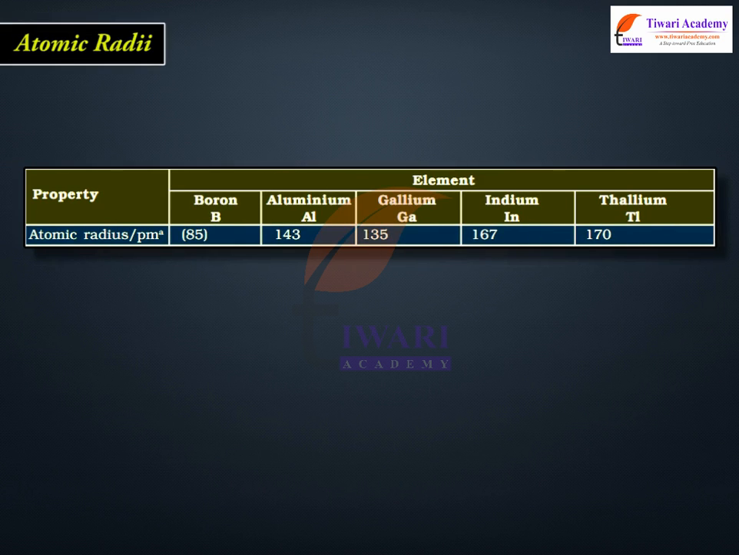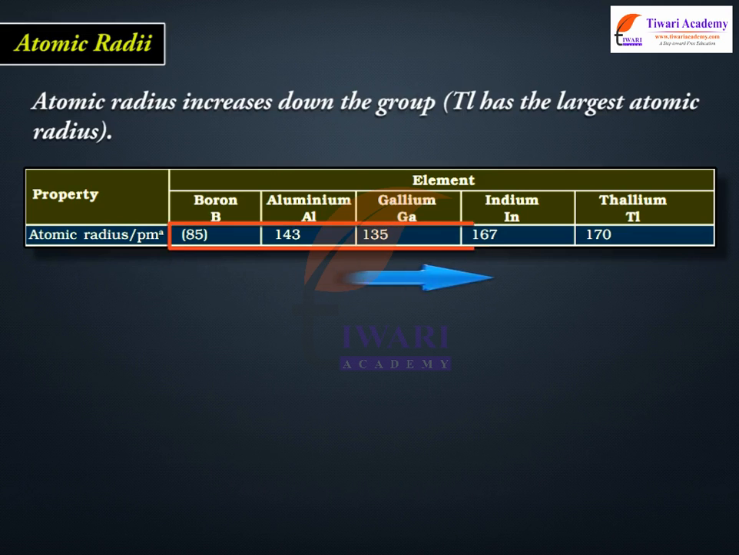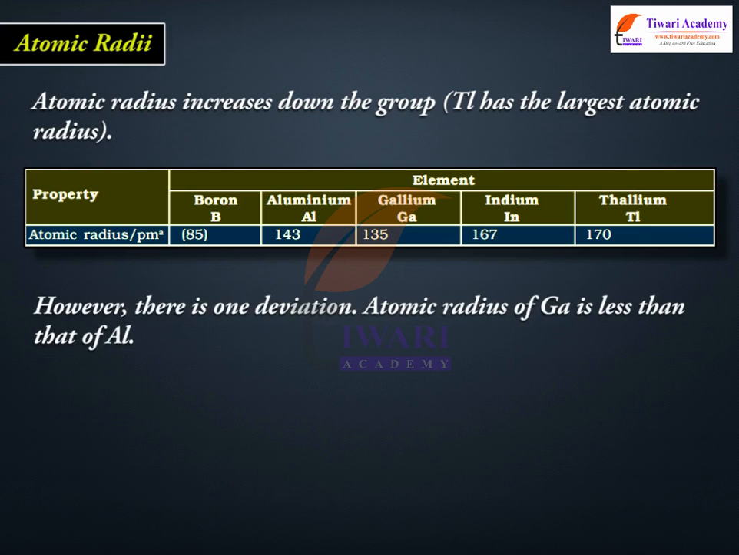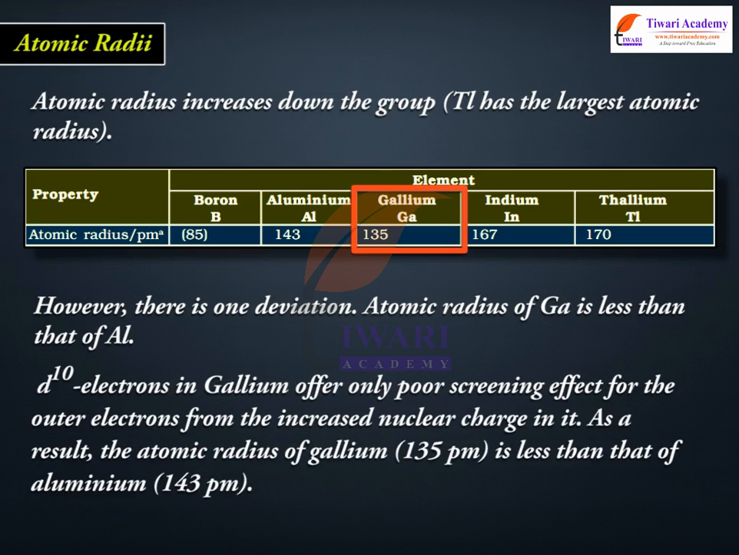Atomic radii. Atomic radius increases down the group. Thallium has the largest atomic radius. However, there is one deviation. The atomic radius of gallium is less than that of aluminium. The 10 d electrons in gallium offer only poor screening effect for the outer electrons from the increased nuclear charge in it. As a result, the atomic radius of gallium, 135 pm, is less than that of aluminium, 143 pm.